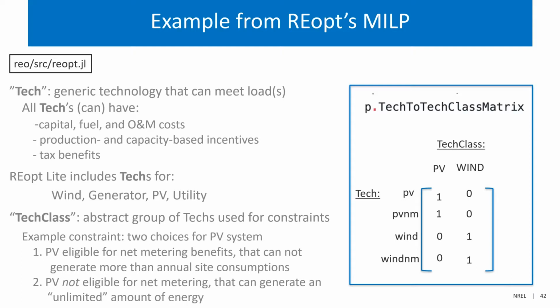So this is how we map the tech classes to those tech choices. This is that P dot tech to tech class matrix. You can see here that with a 1-0 mapping, the PV and PVNM techs belong to that uppercase PV tech class. And we have the same thing for wind as well in the model.